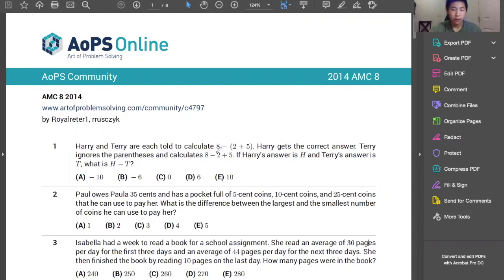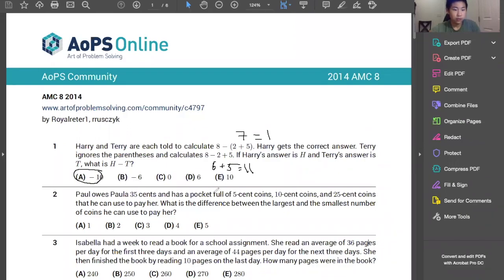So if we evaluate it with the parentheses, 2 plus 5 is 7, and then 8 minus 7 is 1. If we ignore the parentheses, we start with 8 minus 2 to get 6, and then add 5, that's 11. So for h minus t, that would be 1 minus 11, which is negative 10. There's our first answer.